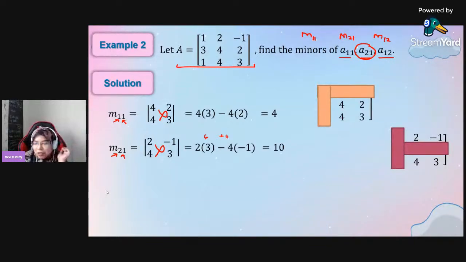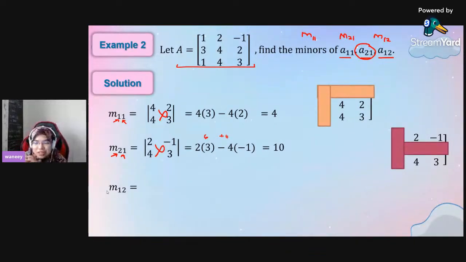Okay, so now M12, I'll give you 1 minute for you to try to calculate the minor M12. So deleting which row, which column, and then take the determinant of it.